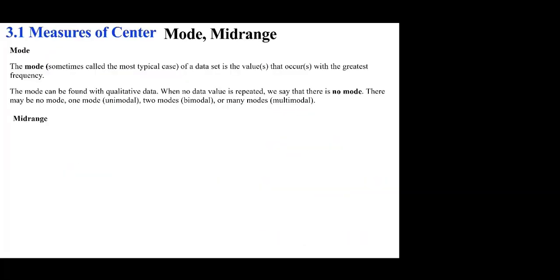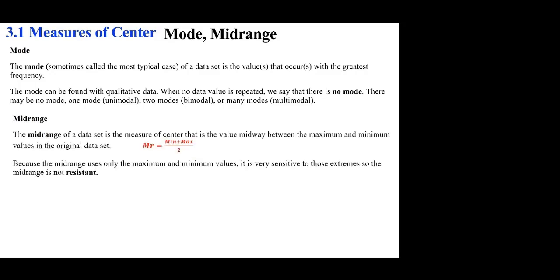What is the meaning of the mode? The mode, sometimes called the most typical case of a data set, is the value or values that occurs with the greatest frequency. The mode can be found with qualitative data. When no data value is repeated, we say there is no mode. There may be no mode, 1 mode, 2 modes, or many modes. Okay, so mode simply means the one with the highest frequency of occurrence. That is the simplest way to define it.